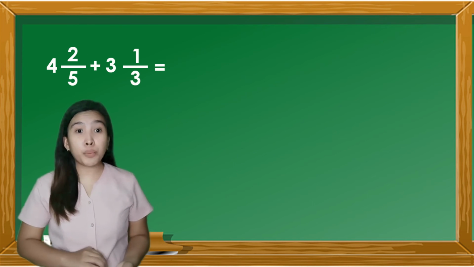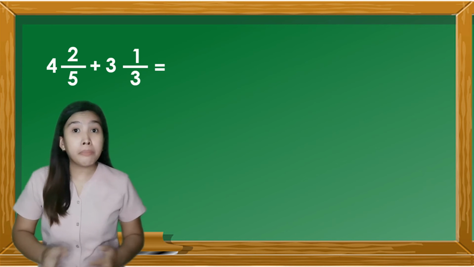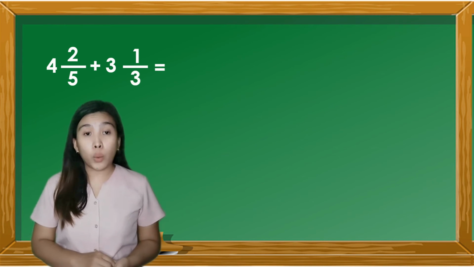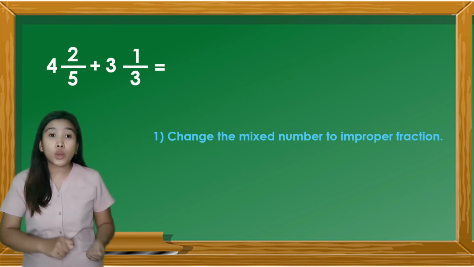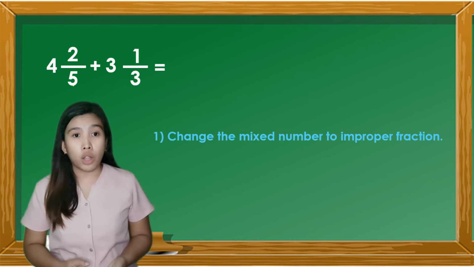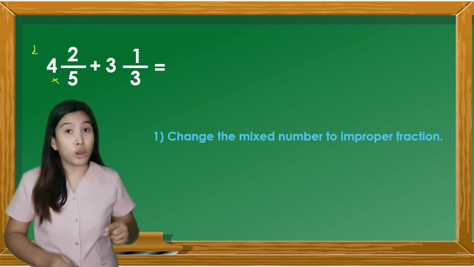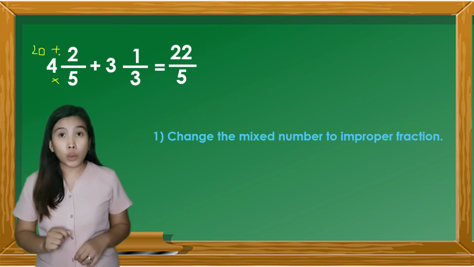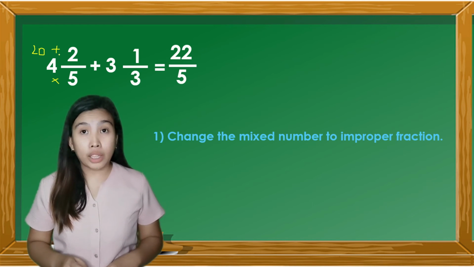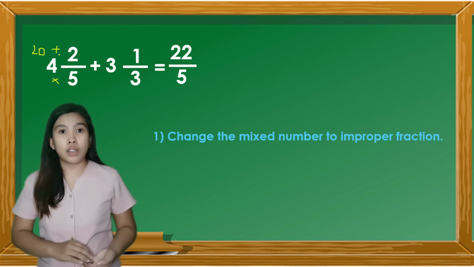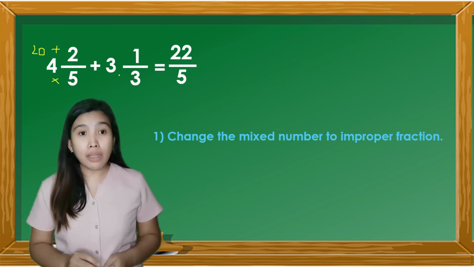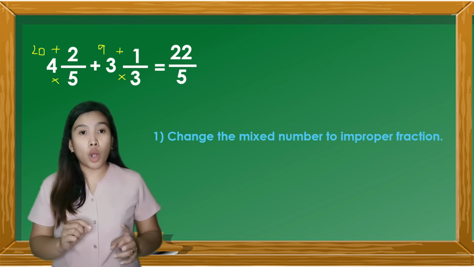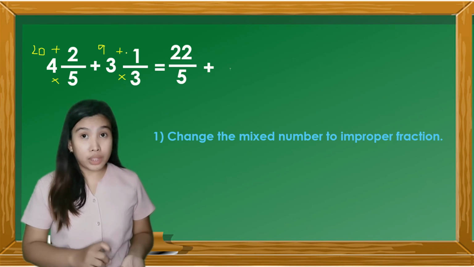Another way to solve the given expression is by changing the whole numbers into improper fractions. So we have 4 and 2/5 plus 3 and 1/3. The first thing to do is to change 4 and 2/5 into an improper fraction. So we have 4 times 5, or 5 times 4, is 20, plus 2 we have 22, and then copy the denominator, which is 5. Next, 3 and 1/3. So we have 3 times 3 is equal to 9, and then 9 plus 1 is 10. Okay? So, 10 over 3.